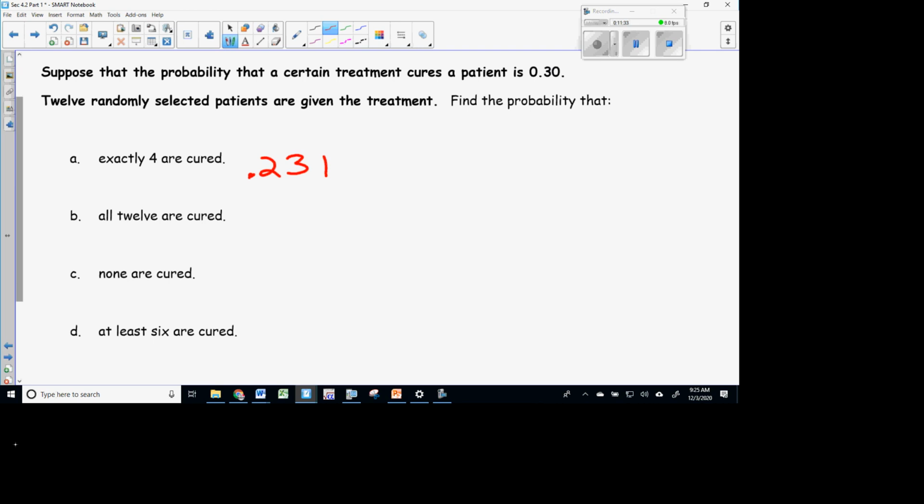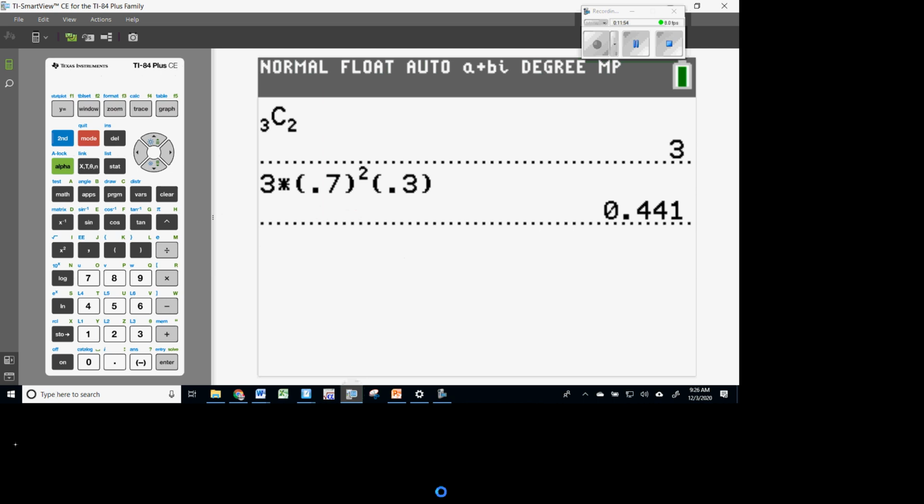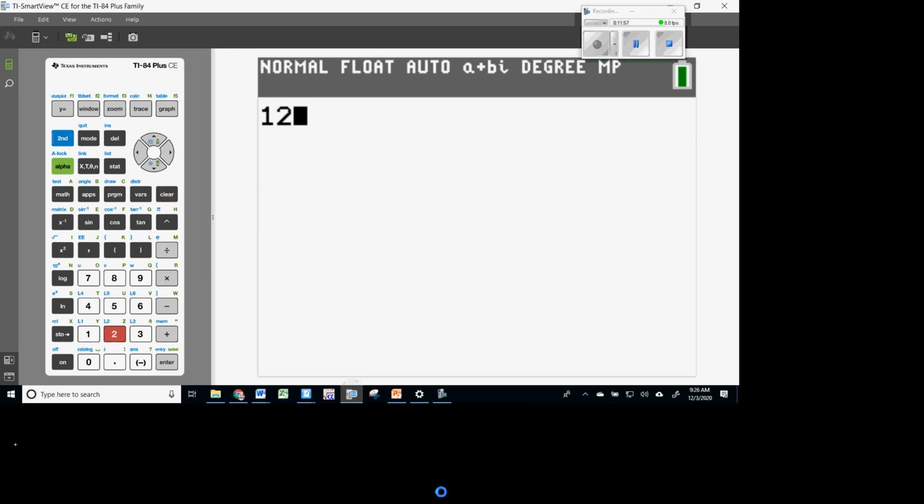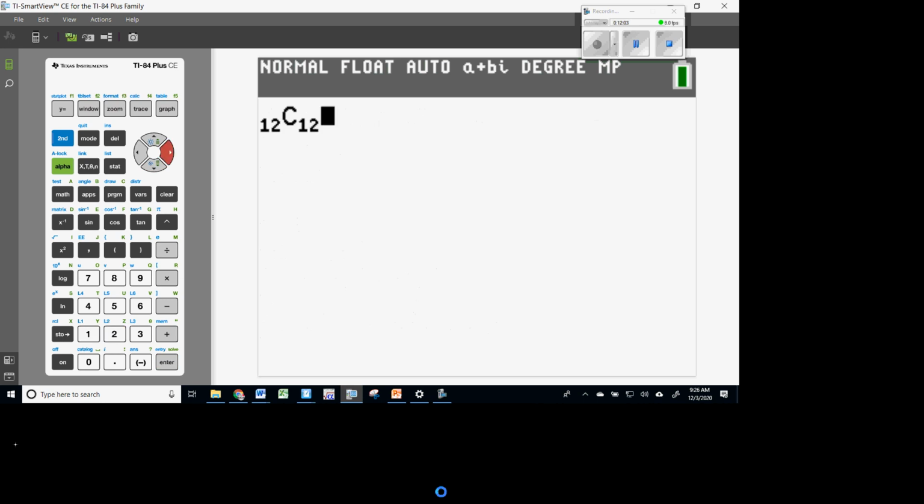What is it? It's 0.000. Now, is this actually 0? No. So let me just show you here for a second. If we actually did this with our formula, it would be 12 choose 12, 0.3 to the 12, 0.7 to the 0. That would be our formula.